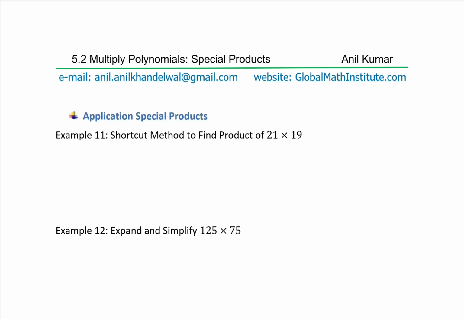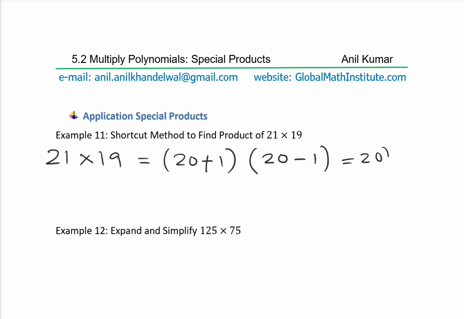Very interesting. Question 11. Shortcut method to find the product 21 times 19. Now, in many tests, we are not allowed a calculator. Then how will you do 21 times 19 or similar products? Well, the idea is that we could write 21 as 20 plus 1, and 19 as 20 minus 1. Now, that reminds us, we could write this as 20 squared minus 1 squared.